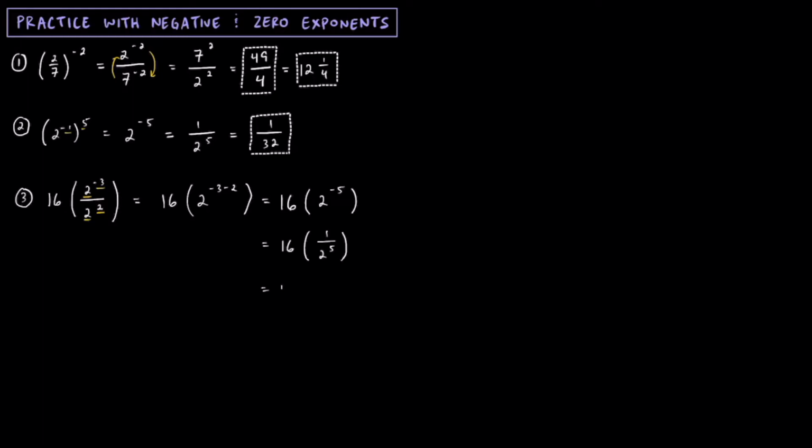And then what is 2 to the fifth power? I think we did that in the last example. That's 1 over 32. Then you can cross cancel the 16 and the 32. 16 goes into 32 2 times, and so that's going to end up just being 1/2. There's our answer.